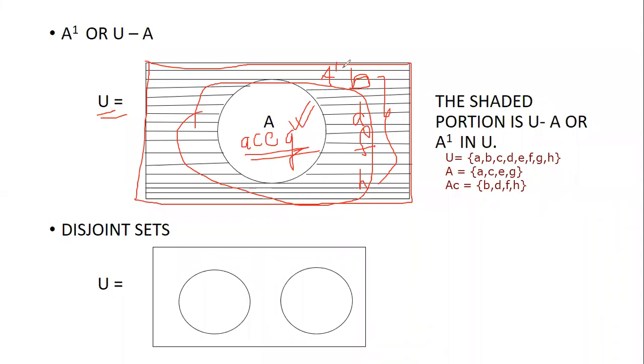And complement, how do we represent complement? You are supposed to shade the outer part of the set inside a universal set. Did you all understand? Everybody understood?